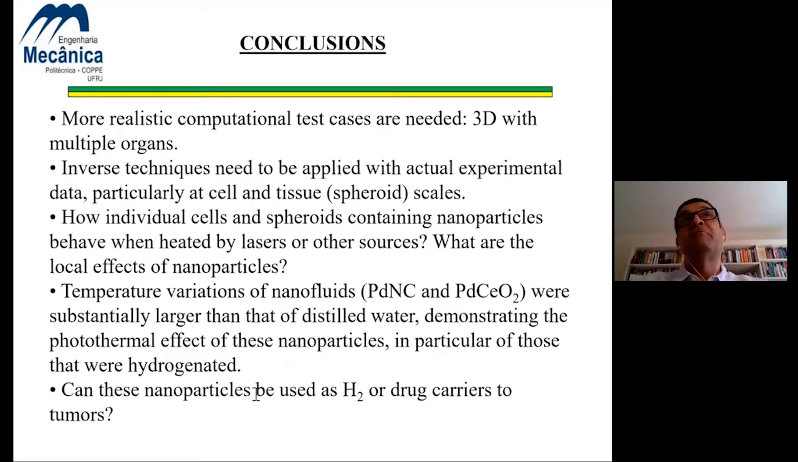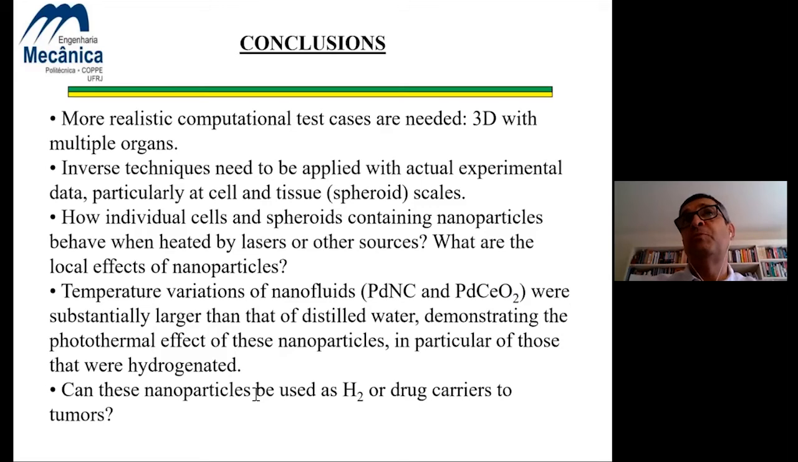But our computational works have to evolve to more realistic test cases involving three-dimensional geometries with multiple organs. And also, these inverse techniques need to be applied with actual experimental data, particularly at the cell level and also tissue or spheroid scales. Because there are questions to be answered, for example, how individual cells and spheroids that contain nanoparticles behave when heated by lasers or other sources, and what are the local effects of nanoparticles.